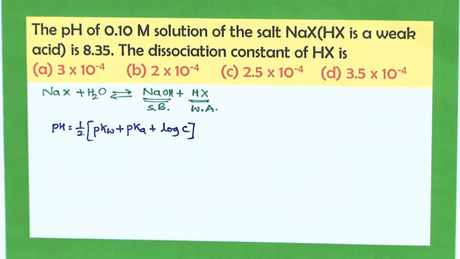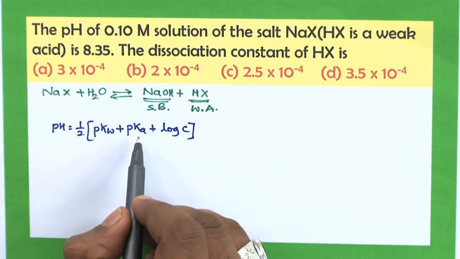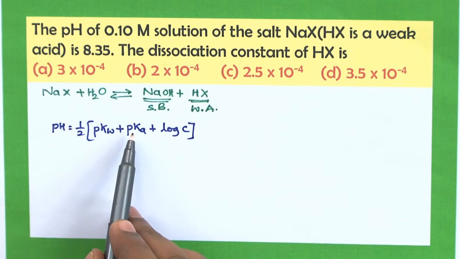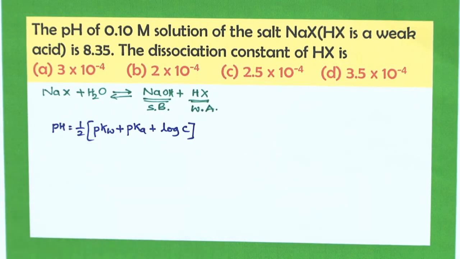This equation we have discussed for how to calculate the pH of a salt made up of strong base and weak acid. So, pH is equal to half of pKw plus pKa plus log C. So, we need to calculate the dissociation constant, that is Ka. From this equation you can calculate pKa. Once you calculate pKa, you can easily calculate the value of Ka.